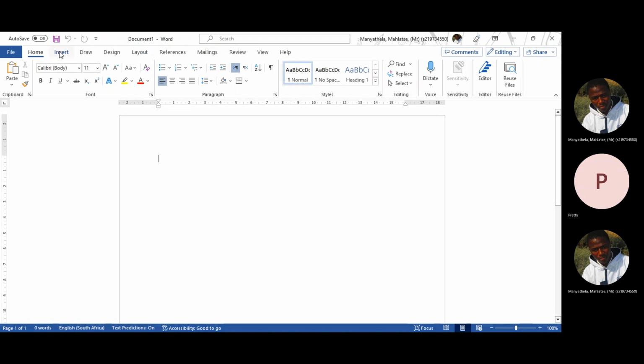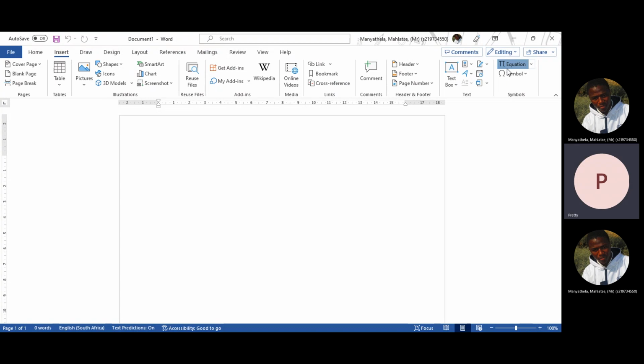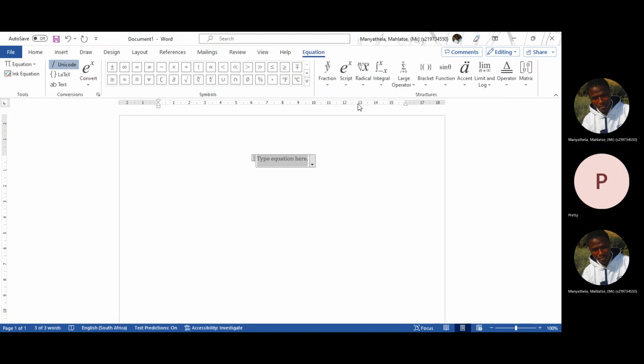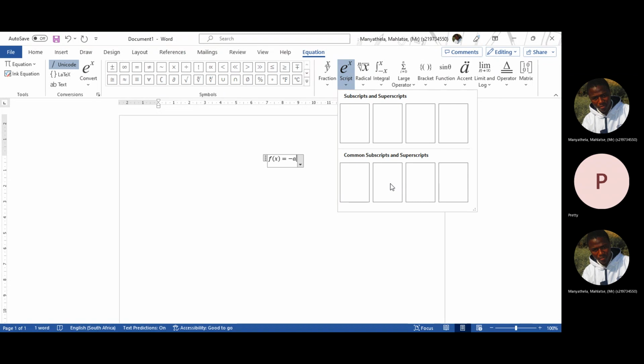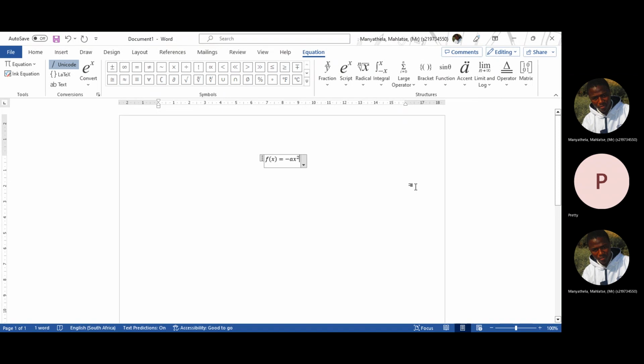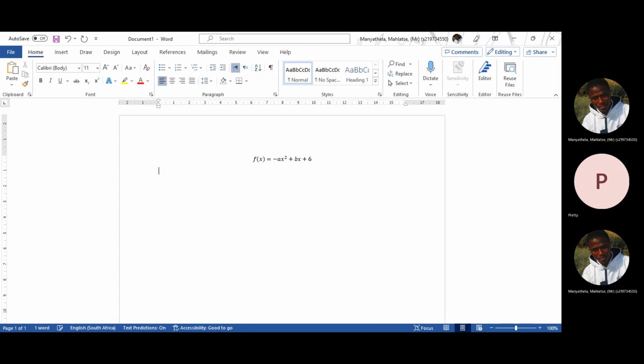Let's start now. I am going to insert the equation from the question paper. It says f of x equal to negative ax squared plus bx plus 6. Okay, that is how the equation is.